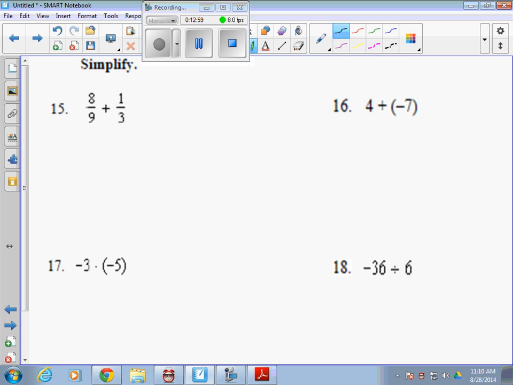Okay, simplifying these go real quick. 8/9 plus 1/3. The smallest number that these both go into or convert to is 9. You don't have to change the first fraction. You do have to change the second one, though. It multiplies by 3. So you have 8 over 9 plus 3 over 9. The bottom number is the same now. It's 9. 8 plus 3 is 11. There's no number that goes into both of those. 11 over 9.